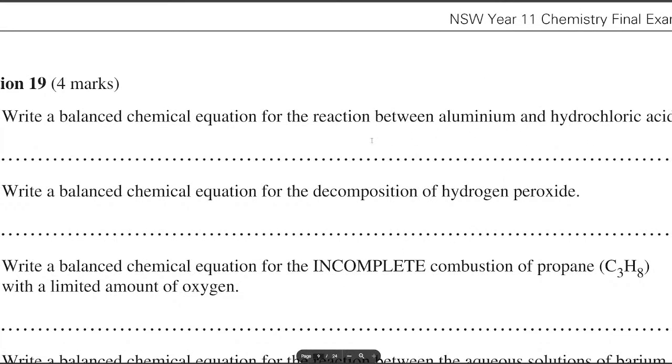Aluminium. Oh, Al plus HCl goes into AlCl2 plus H2. AlCl2, put 2 in front of that, and that's balanced. Excuse me? Peroxide. Is that, no, penta, oops, peroxide. I don't know what that is.